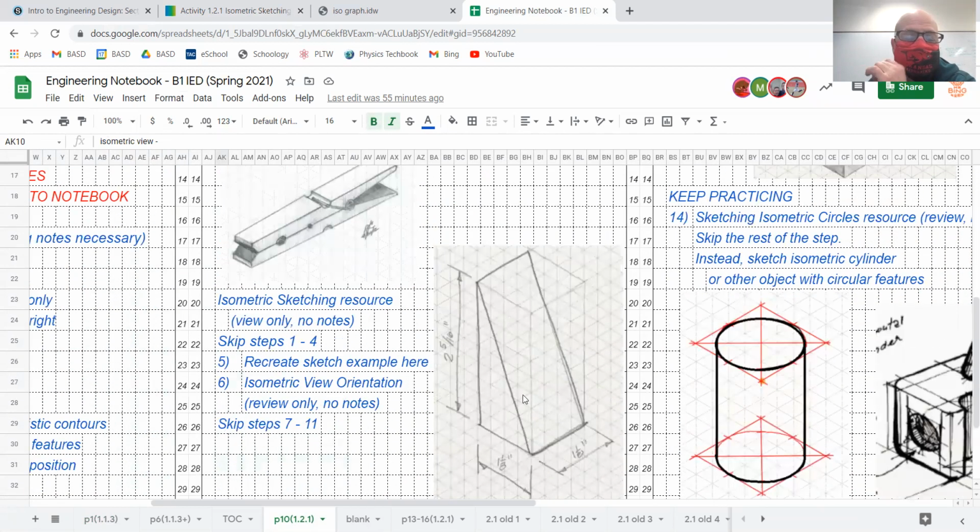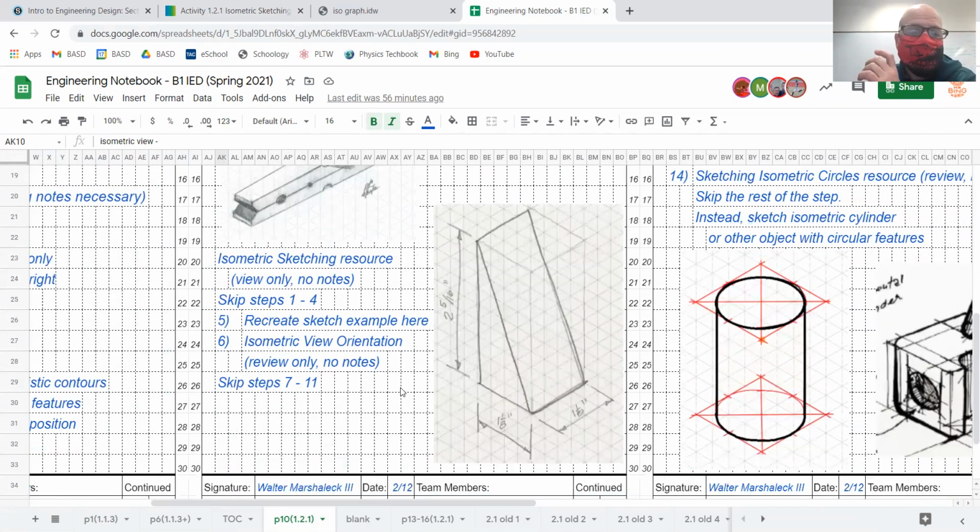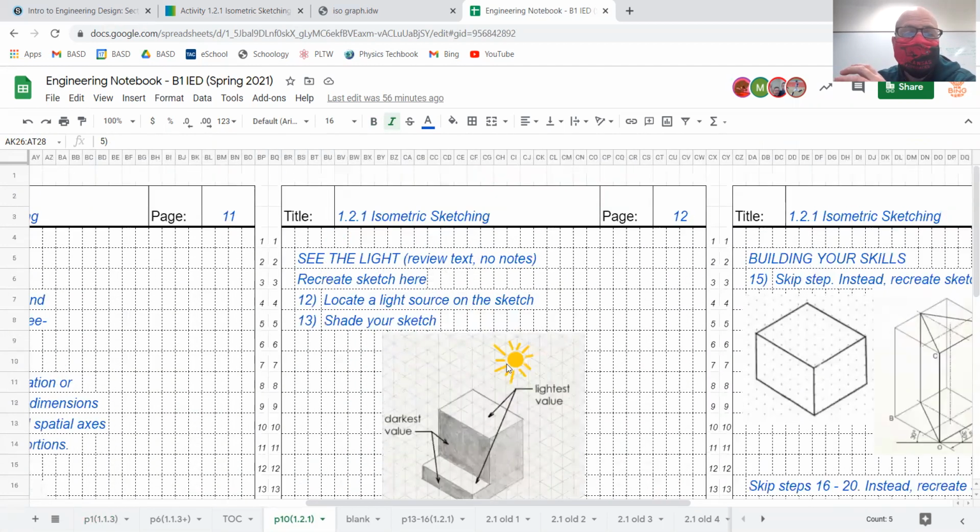And then here are those sketches I asked you to recreate. They don't have to be actually those things. You can do something different as long as they're representing the concept of isometric sketching. Skipping steps, recreating sketches here. Notice that I'm not really asking you to do what's listed in the procedure, but just do the sketch, just the sketch. And you can outright skip steps 7 through 11.